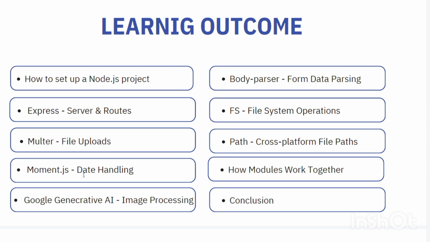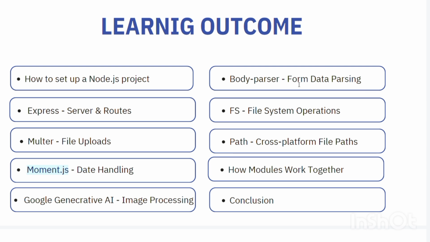Then for the date handling, I have used Moment.js. For example, when the user provides some kind of date, on the basis of this date you have to extract some important information. So Moment.js helps us to extract this type of information. Then for the image processing, for example, when a user uploads an image or a PDF, the Google Generative AI helps us to extract the important data from the text.